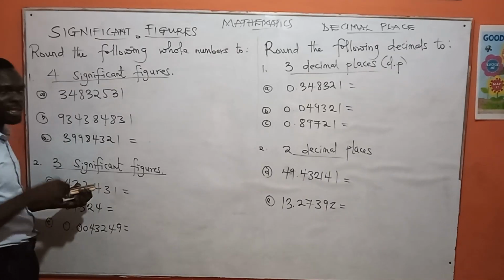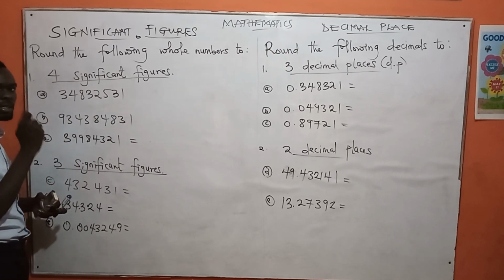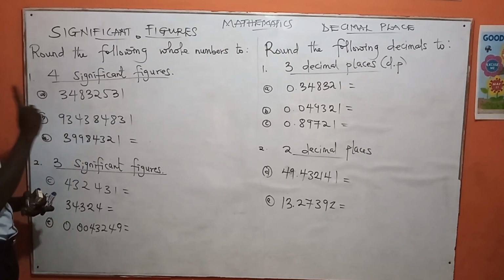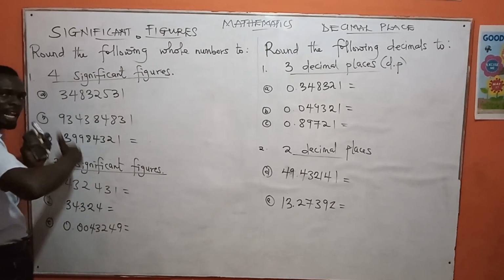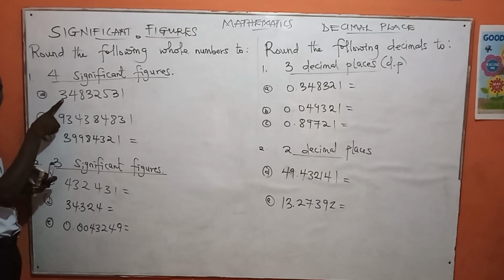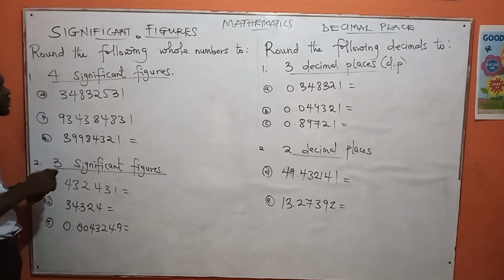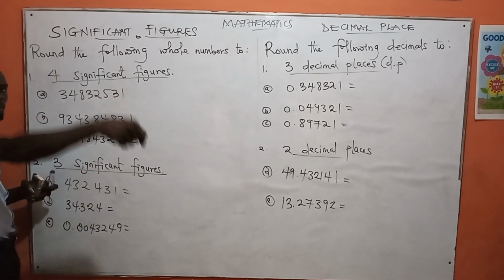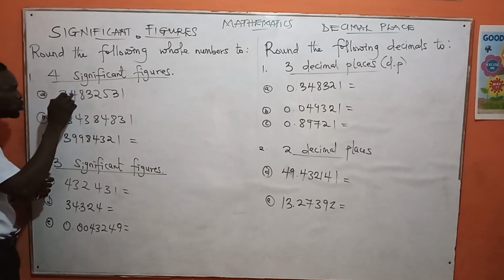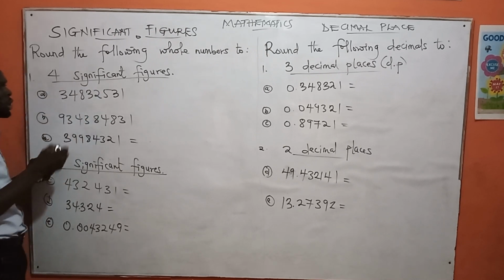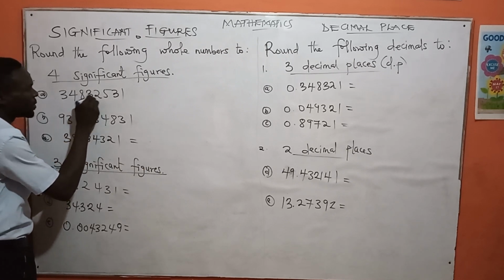So let's look at the first example we have. To round this number to four significant figures, the first number that is not zero, starting from your left to right, always from the left to right, is 3. And when we say a non-zero digit, it means it is not zero. So let's count four significant figures to the fourth number. Starting from the first non-zero digit, we have 1, 2, 3, 4. So the fourth significant figure happens to be 3.